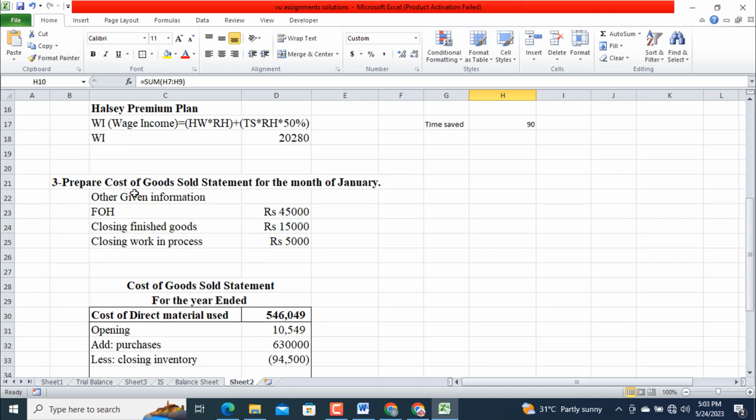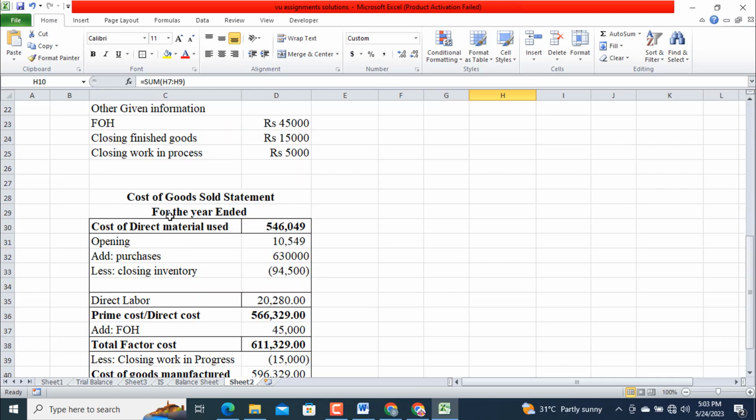Now prepare the cost of goods sold statement for the month of January. In order to complete this requirement, we have other information given in the question. Factory overhead is rupees 45,000, closing finished goods rupees 15,000, closing work in process rupees 15,000. No opening or beginning balances of finished goods and work in process are given. So here is the cost of goods sold statement, and you write the company name at the top in two lines.